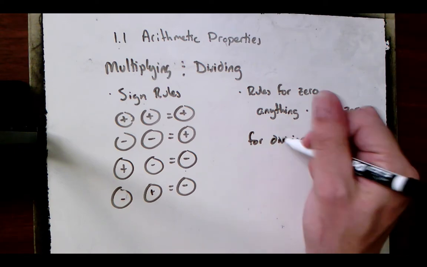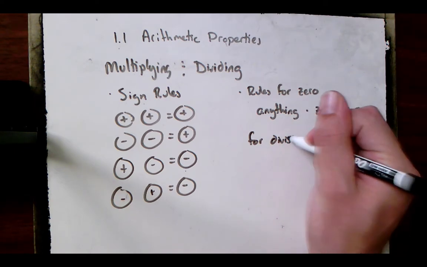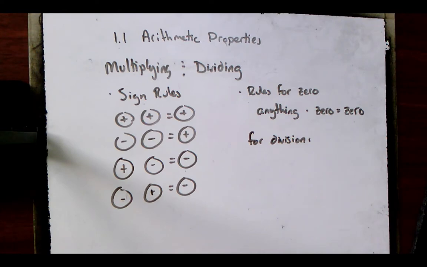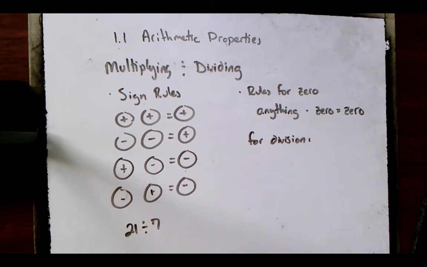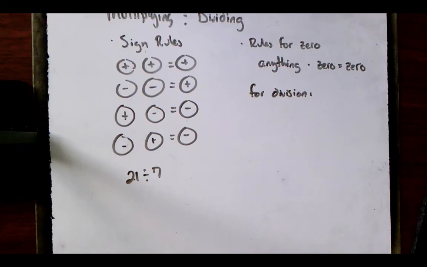Before we talk about that, let me give you an example for division. Division is kind of like splitting something up equally amongst a bunch of groups. So if I had something like 21 divided by 7, maybe that's saying I have 21 pieces of candy and I have 7 people here that need to share this candy. How many pieces of candy does everybody get?